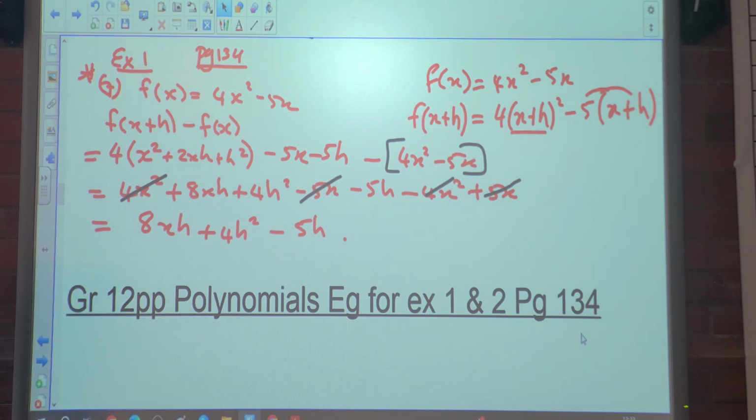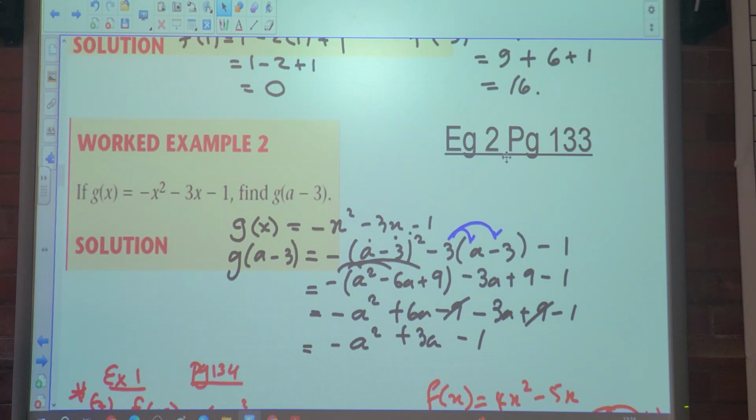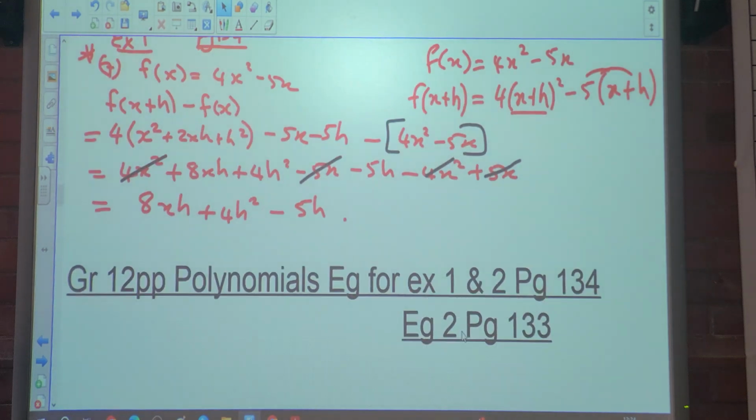Is there any other problem with exercise 1? No. Right, and then I said we're going to go into the refresher for exercise 2.